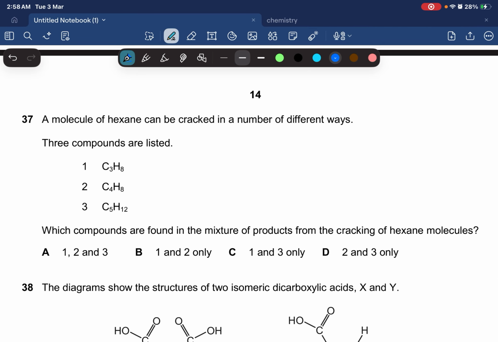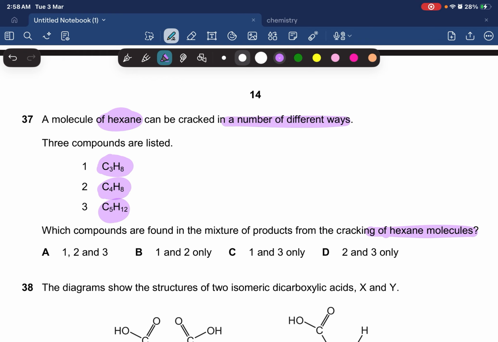A molecule of hexane can be cracked in a number of different ways. The compounds are listed: C3H8, C4H8, and C5H12. Which compounds are found in the mixture of products from the cracking of hexane molecules? So if you're going to crack hexane, which compounds are found in the mixture of products? I guess 1, 2, 3 all.